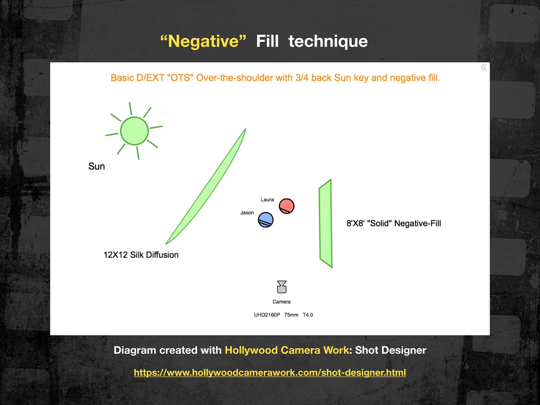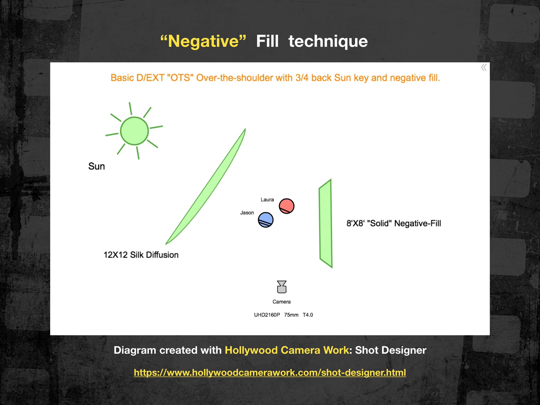And you can see here that I created a quick diagram illustrating the negative fill setup that you saw in the previous image. So we've got the available light coming from the sun, and then that has probably been diffused, and they'll use 12 by 12 foot silk diffusion stretched onto a frame supported by a couple of stands. Could be 20 by 20 feet, but more than likely it was 12 by 12 feet because it's more manageable, and you need fewer grips to help you deploy something like that outside. And then they staged Jason and Laura in front of the camera in a two-shot.